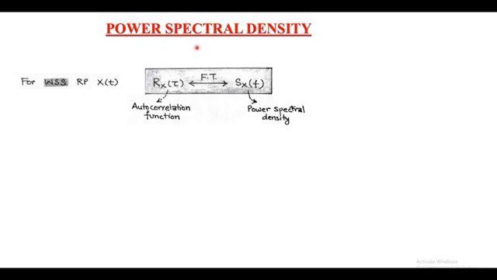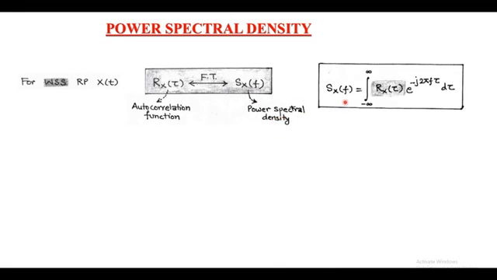Welcome once again. In this session, we are going to discuss power spectral density. The power spectral density is simply defined as the Fourier transform of the autocorrelation function of input random process x(t) that is taken as a wide sense stationary process. So, autocorrelation function R(tau) and its Fourier transform S(f) is called the power spectral density, and mathematically represented as S(f) equals integration of R(tau) e to the power minus j 2 pi f tau d tau.